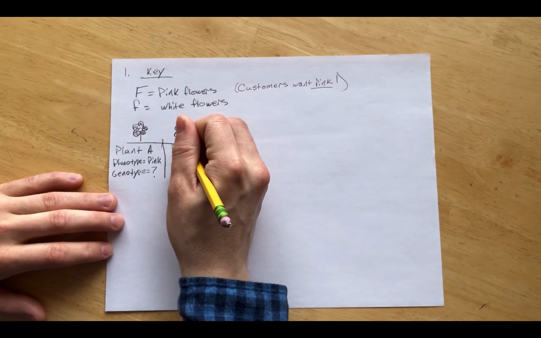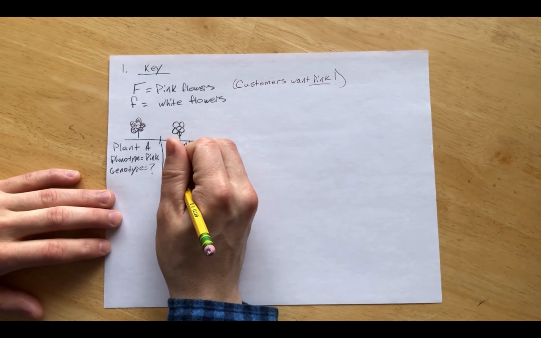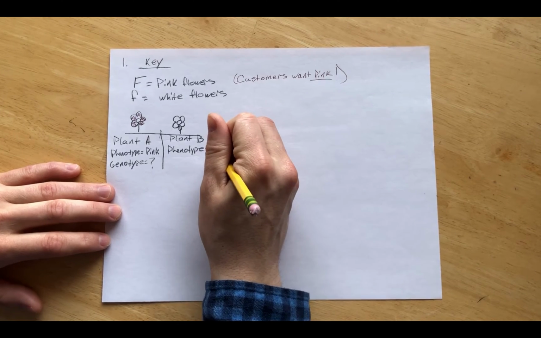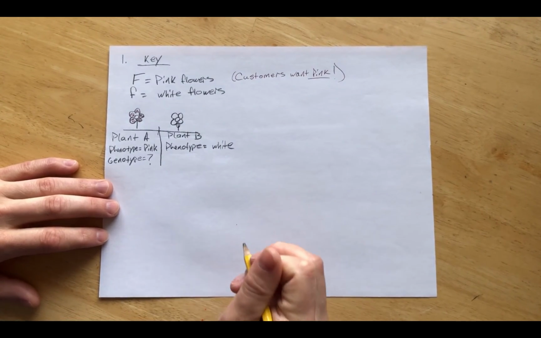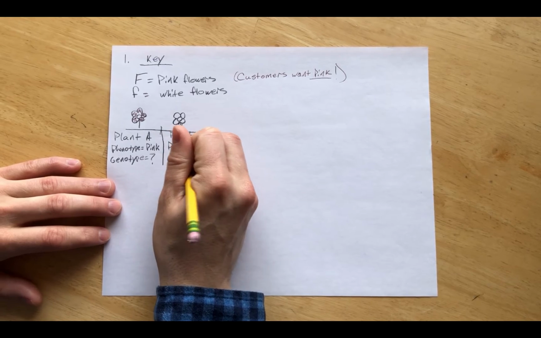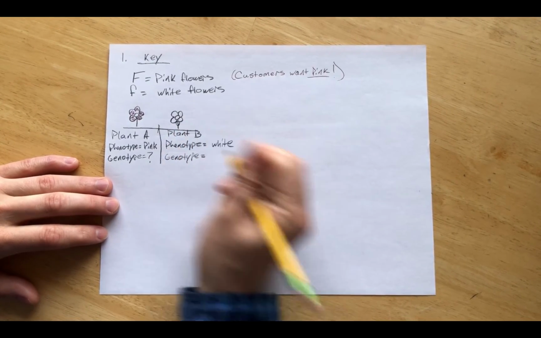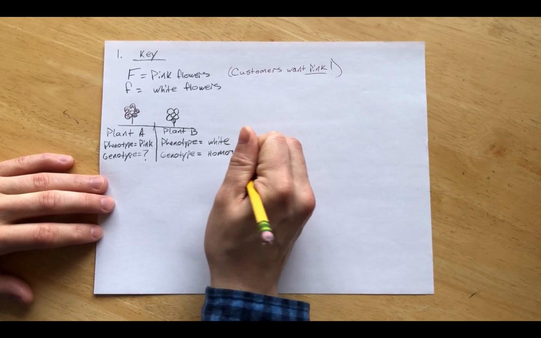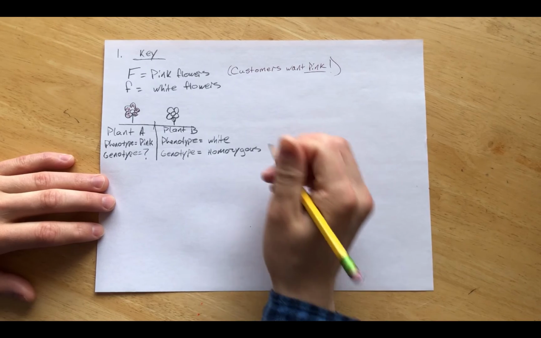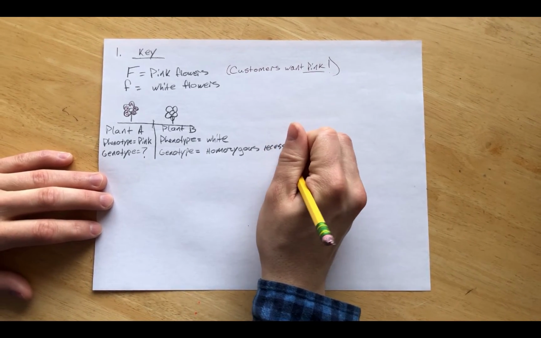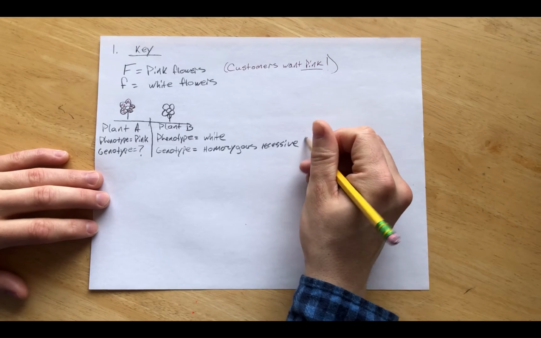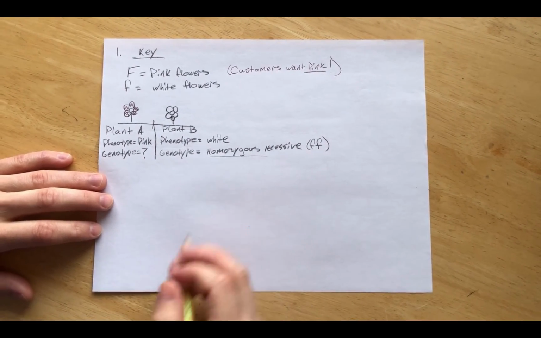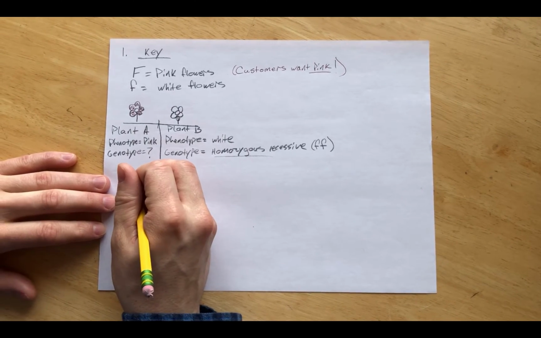We know the genotype of plant B because it's a white flower. If it is a white flower, that means its phenotype is white. We know its genotype has to be homozygous recessive. You cannot have any other genotype for plant B because the only way for the white allele to show up is if there are 2 copies of that recessive allele, 2 lowercase f's. So plant B is homozygous recessive.